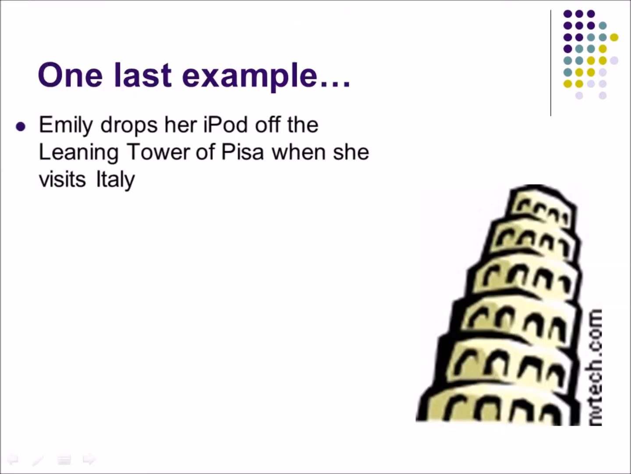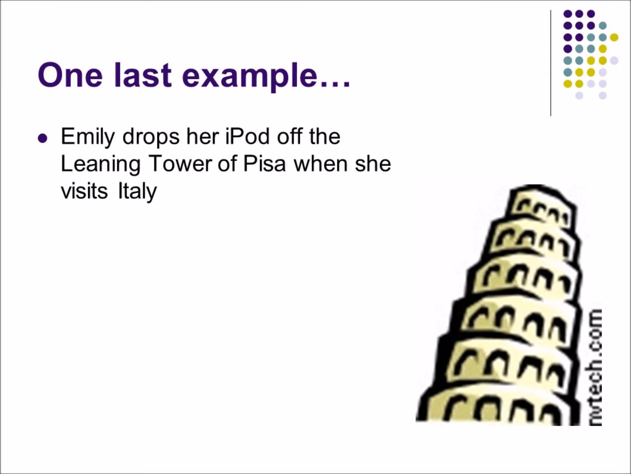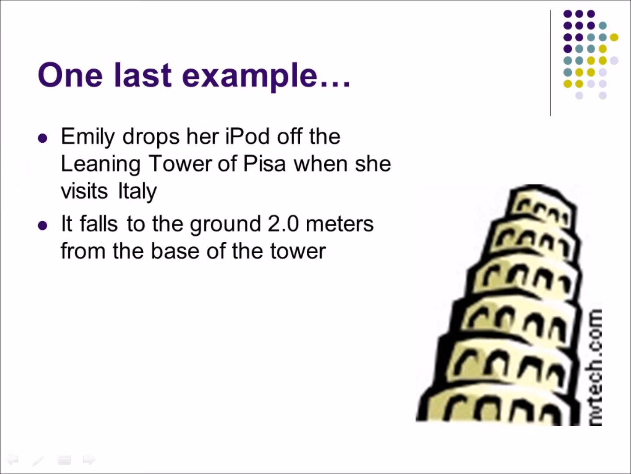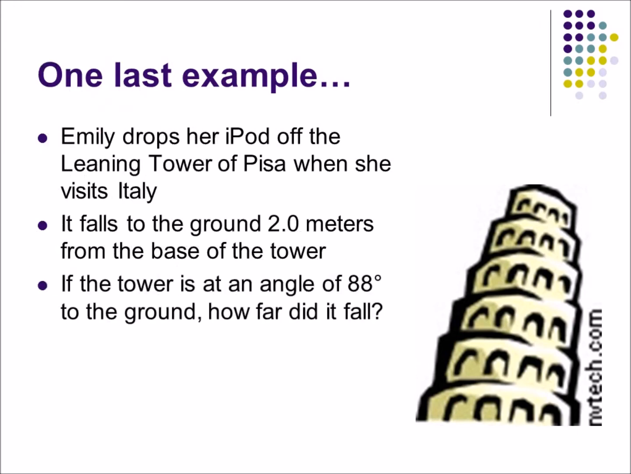One final example. Let's say Emily goes to Italy, visits the Leaning Tower of Pisa, and she drops her iPod off of the tower when she's there. Probably not the best thing for your iPod. But let's say we're told that this thing falls to the ground 2 meters away from the base of the tower. That's where it lands, 2 meters horizontally from the base. And we're told that the angle that the tower makes to the ground, to the horizontal, is 88 degrees. The question is, how far did the iPod fall?